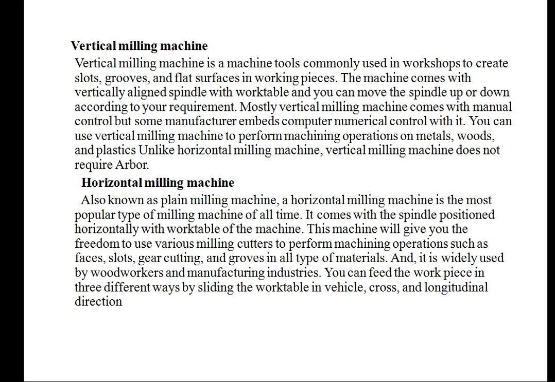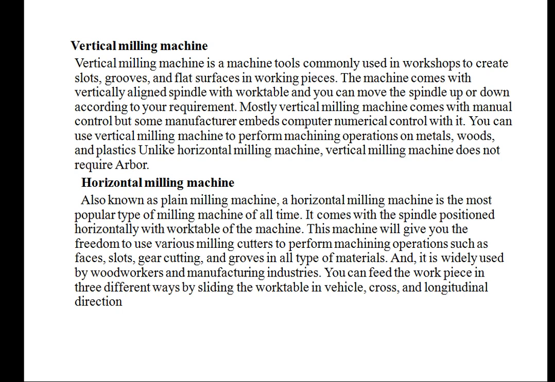If you take a vertical milling machine, it is used to create slots, grooves and flat surfaces in the workpiece. Based on how the operation is carried out, the corresponding machine is named. The plain milling machine, also known as a horizontal milling machine, is the most popular type of milling machine of all time. It comes with the spindle positioned horizontally with the work table of the machine. This machine gives you the freedom to use various milling cutters to perform machining operations such as faces, slots, gear cutting, and grooves in all types of materials. It is widely used by woodworkers and manufacturing industries.